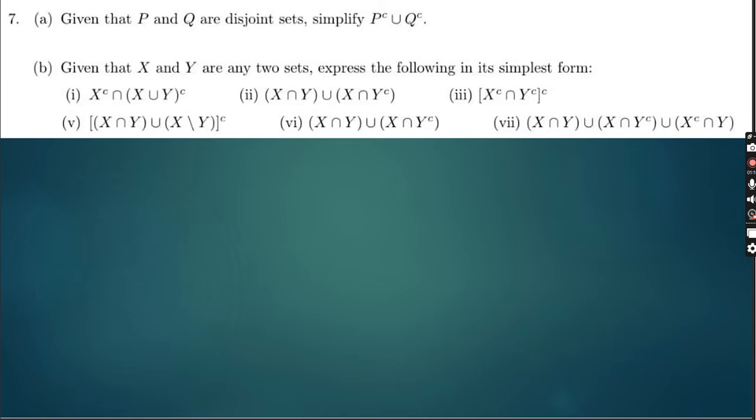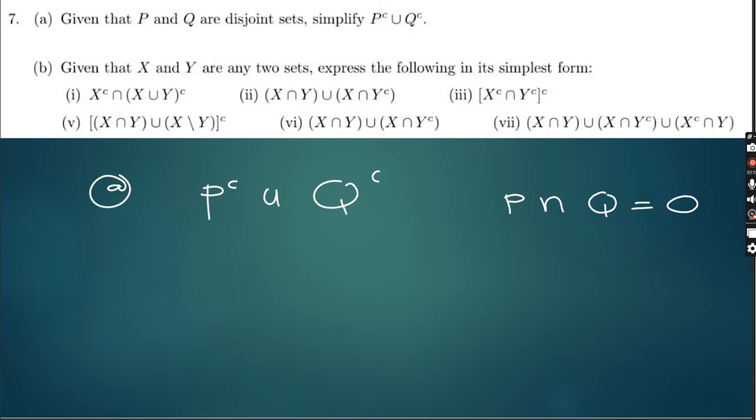So the first question, A. Given that P and Q are disjoint sets, simplify P complement union Q complement. The fact you need to know about disjoint sets is that disjoint sets have no intersection. If we have P intersection Q, they have no intersection, that means P intersection Q will be an empty set. This is the symbol for an empty set.